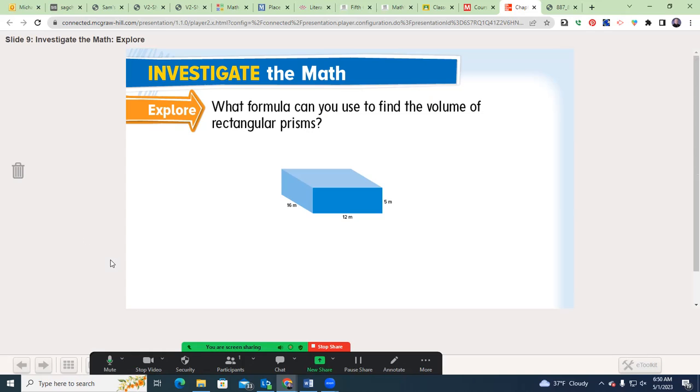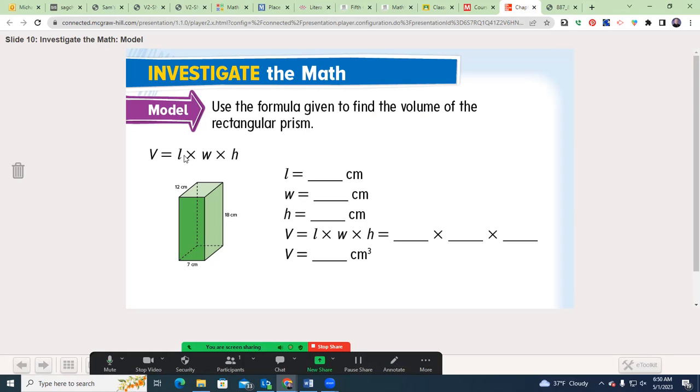What formula can you use to find the volume of rectangular prisms? Well, if you were with us in our previous episode, we realized that we can use the formula volume equals length times width times height, or V equals L times W times H. You see it here, and we have a figure with 12, 18, and 7.